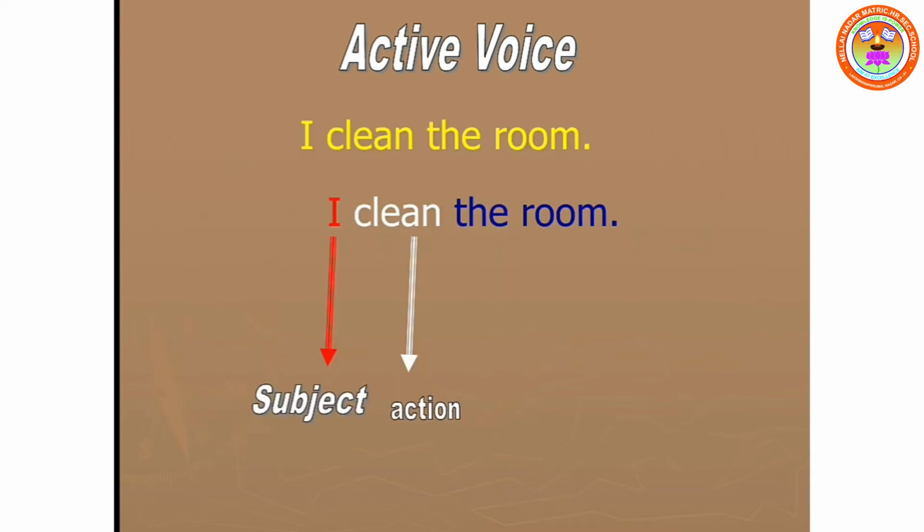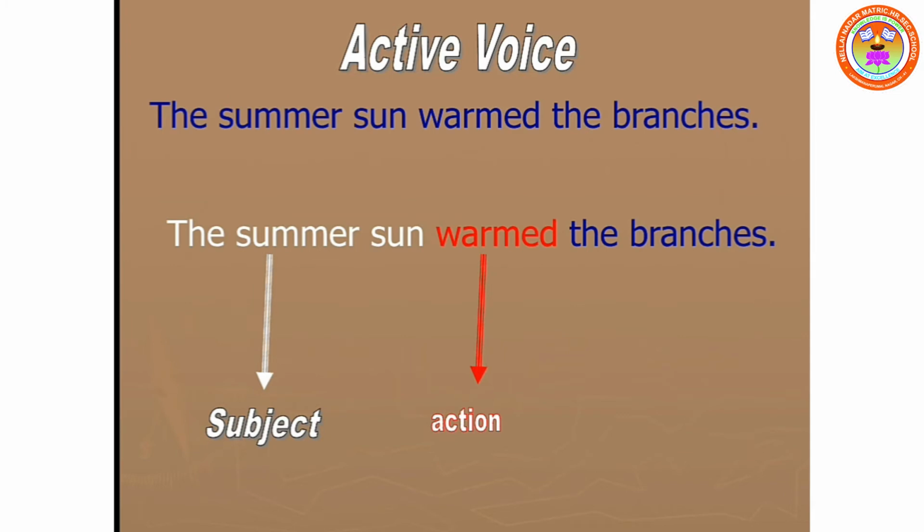Another example: I clean the room. In this sentence, I is the subject. The subject I does the action clean. So it is in active form. Another one: the summer sun warmed the branches. Here, the summer sun is the subject. The summer sun did the action warmed. So it is in active form.